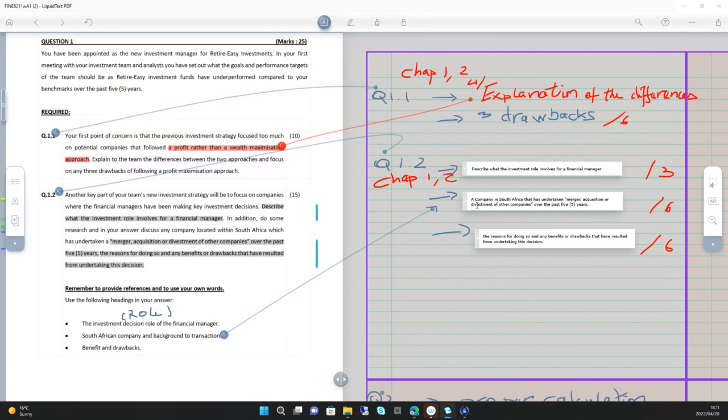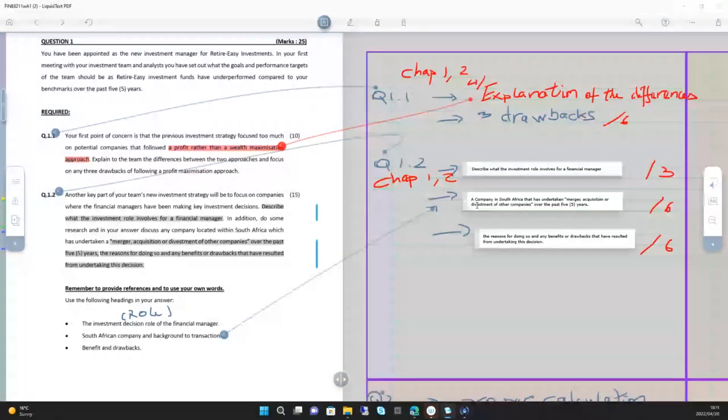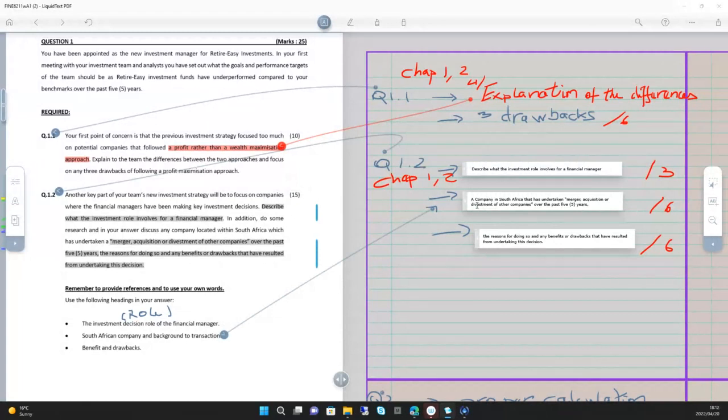asking you for a company in South Africa. In South Africa, it's not necessarily a South African company. It's any company that is operating in South Africa and that has undertaken a merger or an acquisition, or a divestment of other companies over the past 5 years. So what this means is you're going to need to do research. You're going to need to go on your browser and do proper research to find a company that has been involved or has undertaken a merger, acquisition, or divestment. Find a company, and that already will give you marks.